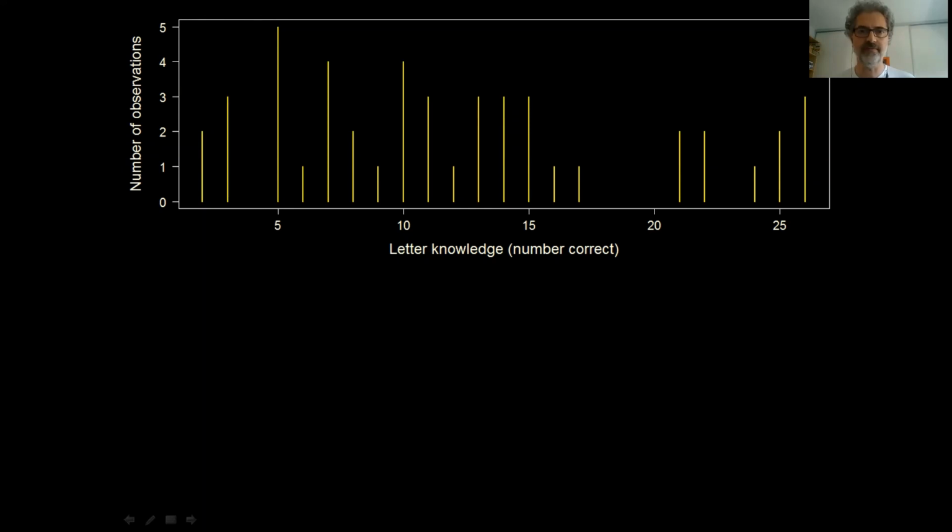This kind of graph has a lot of information, but is not very informative if you want to get a sense for the distribution of your data, especially if you have very large samples or very many different possible values that your observations could take.